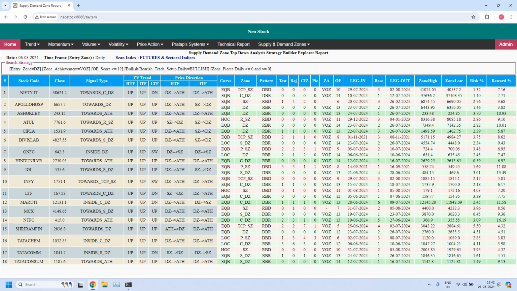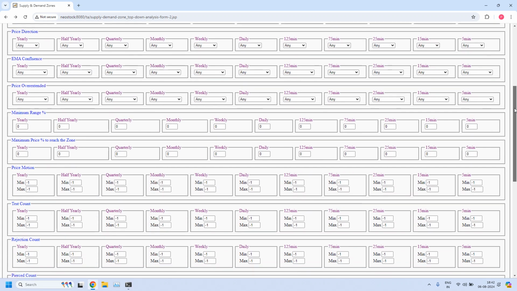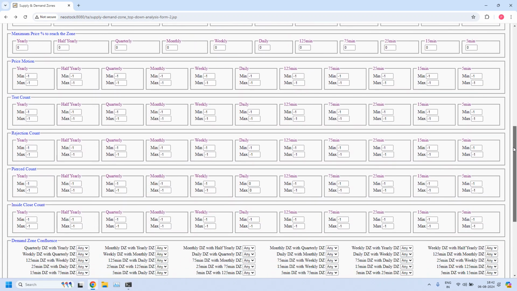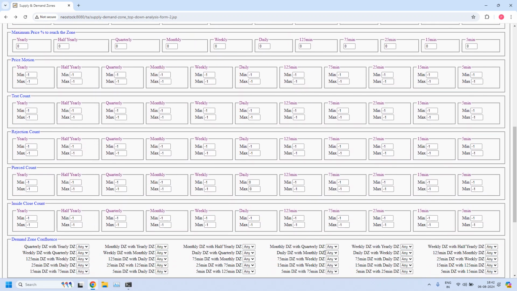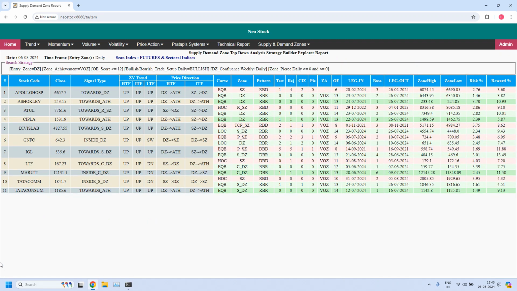Okay, out of these 18, how many stocks are having a confluence with the ITF time frame, that is weekly zones? So that's why I'm adding a zone confluence filter, because our entry time frame is daily. So daily demand zone with ITF time frame weekly. So I selected this filter. Now the list has come down to 11. 11 stocks are having a confluence with weekly zones.